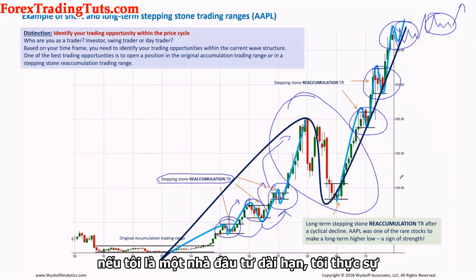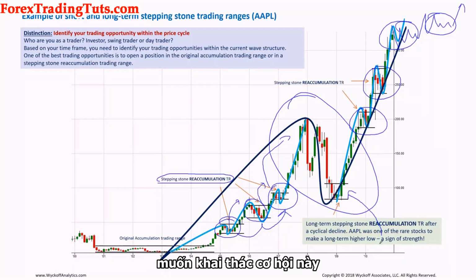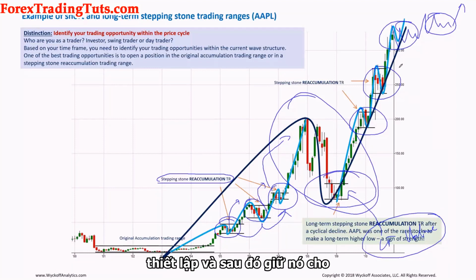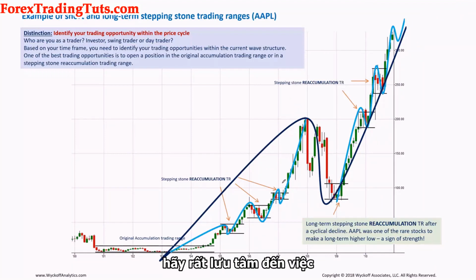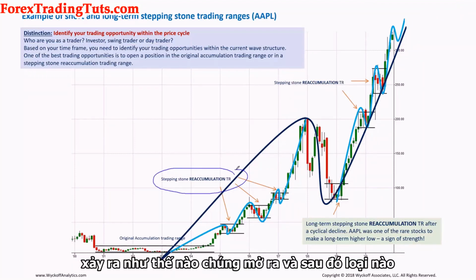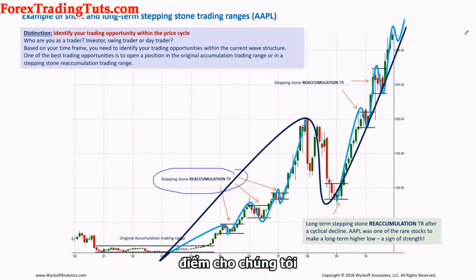If I'm a long-term investor, I really would like to exploit this opportunity, which is a long-term value proposition to me, as I am a long-term investor. And this is the position that I will establish and then hold on to for quite some time. I also would be looking for points to add on the way up. So we would just have to be very mindful as to how the stepping stone reaccumulation trades unfold, and what kind of trades are available out of those spots to us.